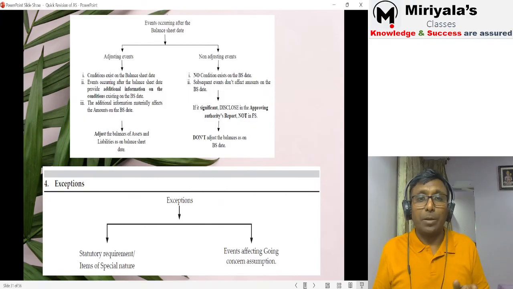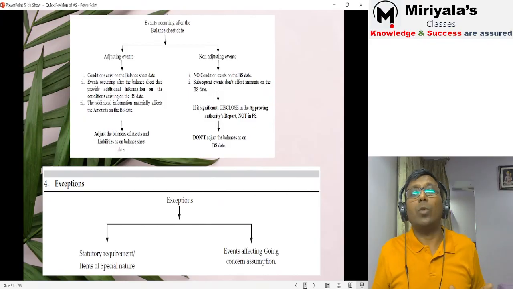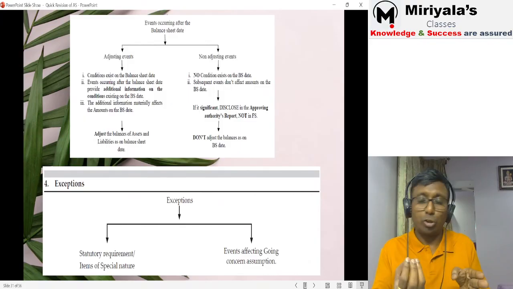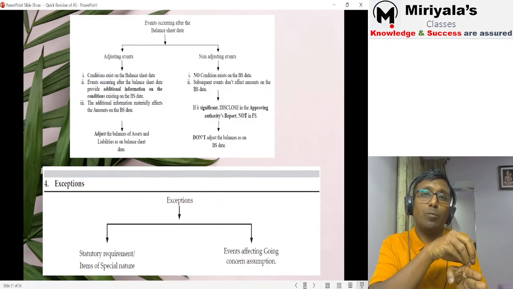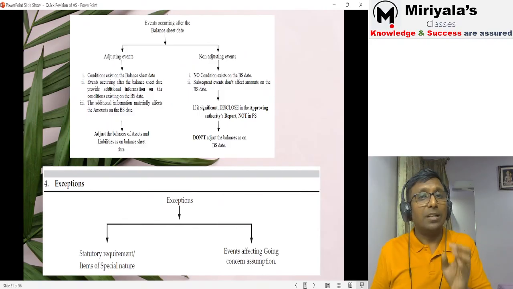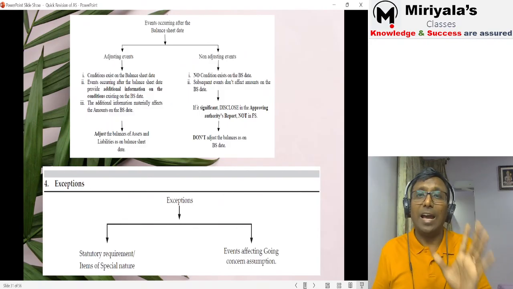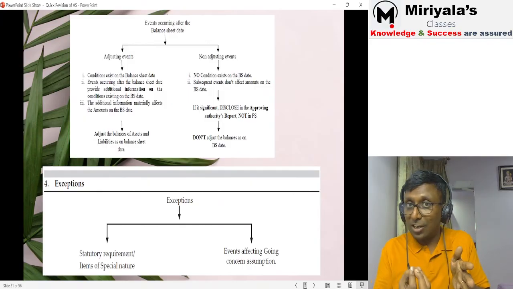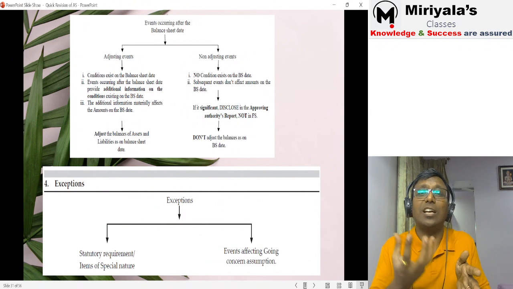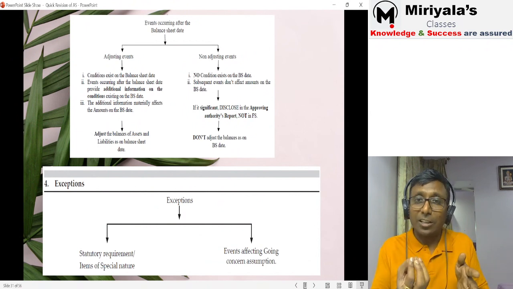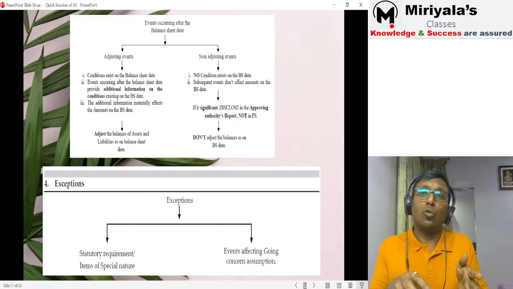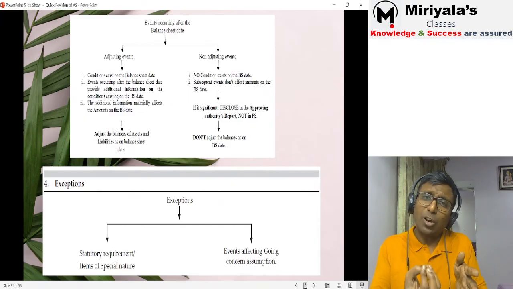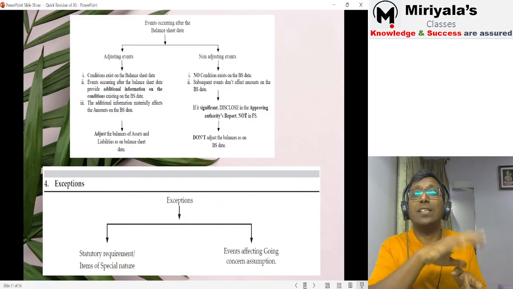When will this happen? One, when it is a statutory requirement. When the law says it should be adjusted for, even though it is a non-adjusting event, we should go and book it. But there is no such example available in the law as of now. The second is events occurring after the balance sheet date but affecting the going concern assumption of the entity. Even though the event happened subsequently, before closure of the books, you should account for it as if it had already happened as on 31st March.